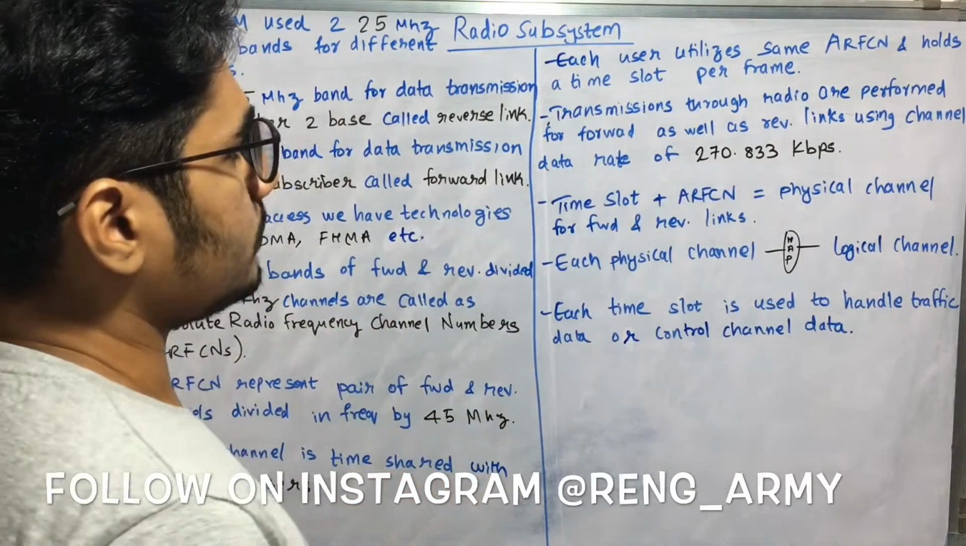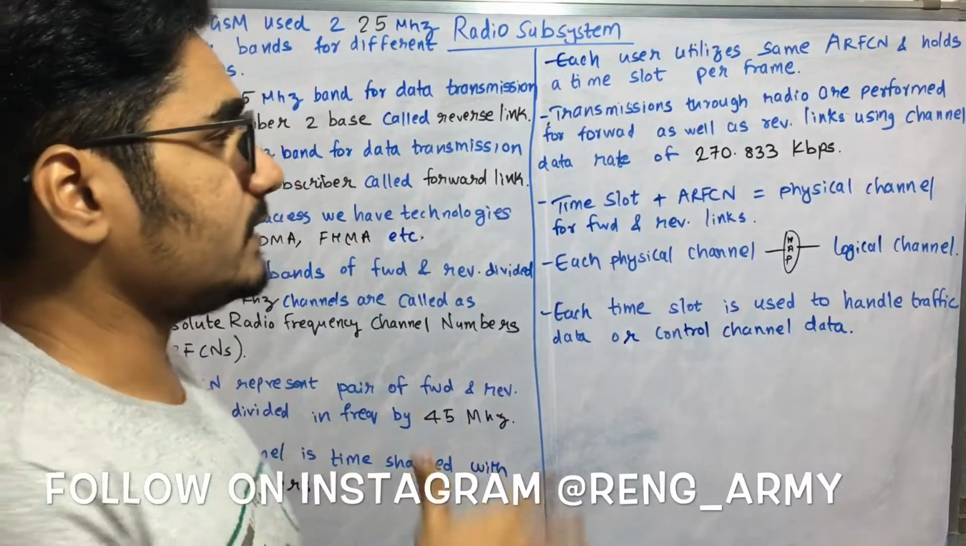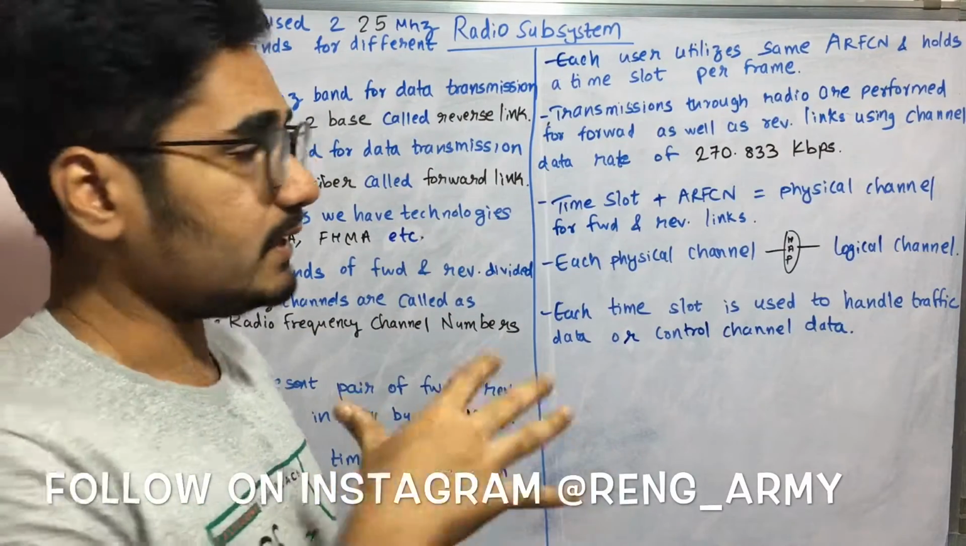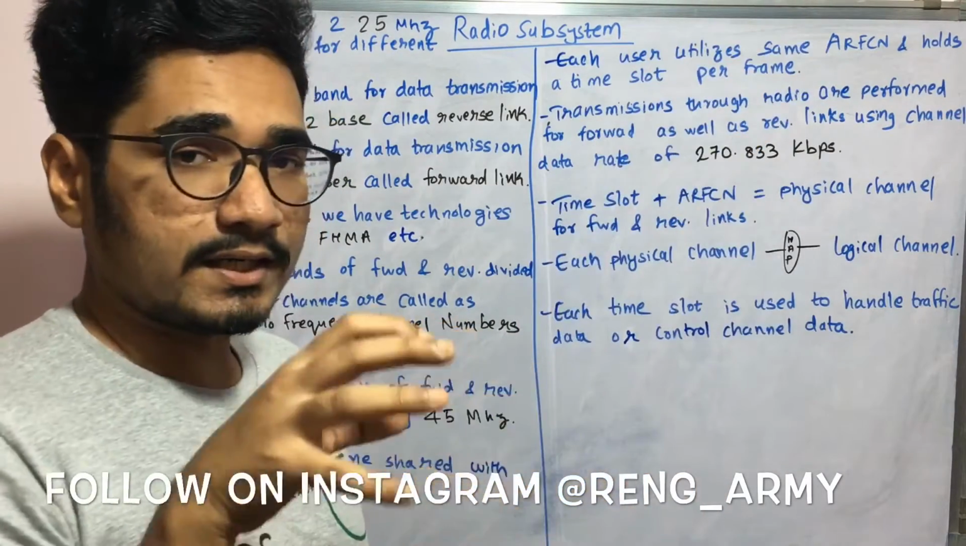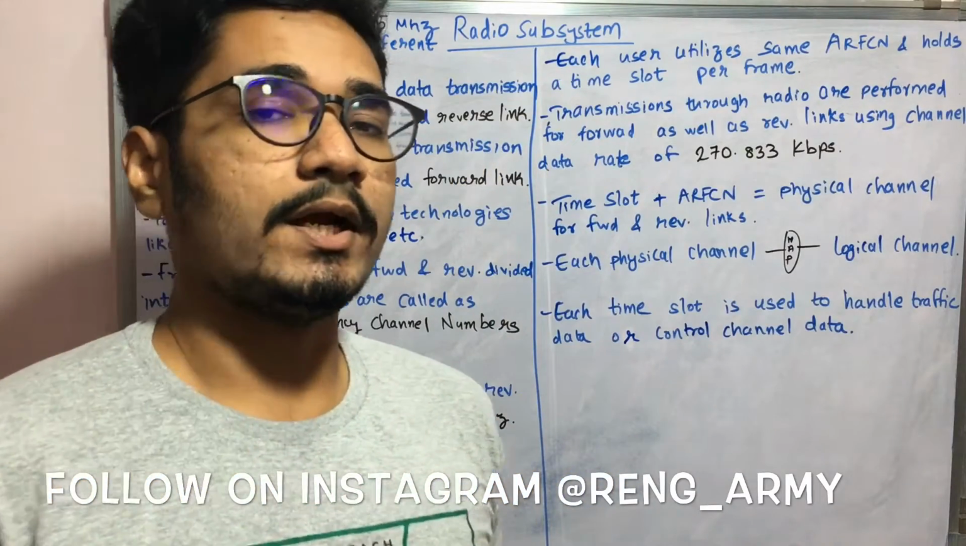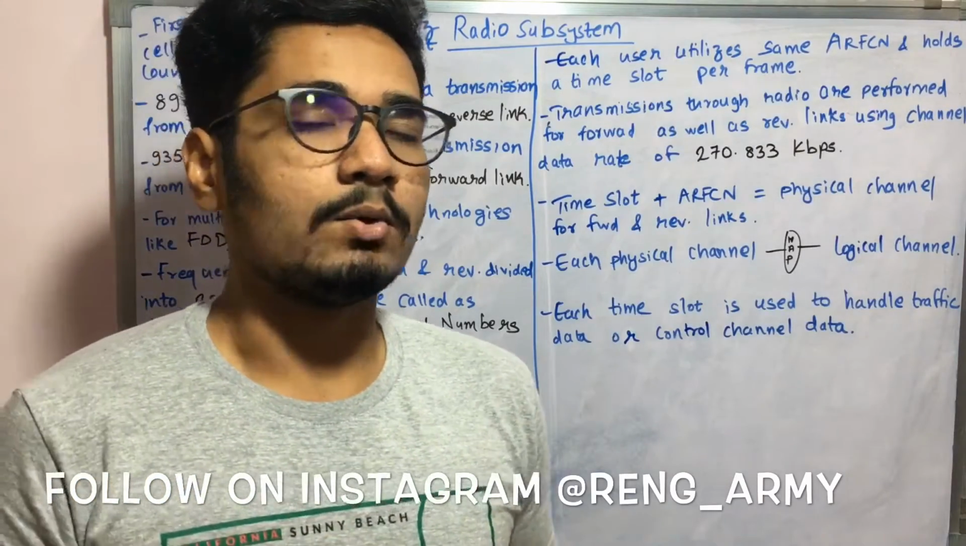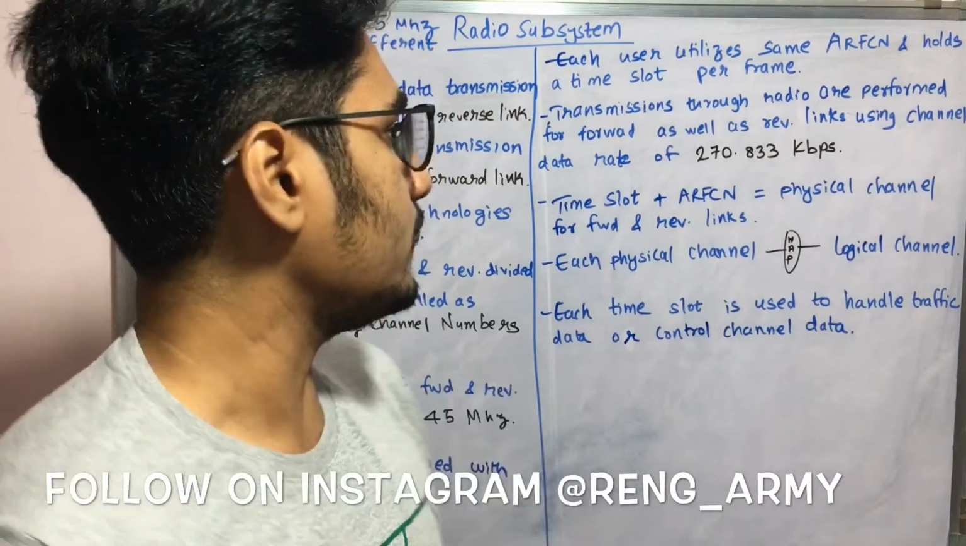Now in this radio subsystem, each user utilizes the same ARFCN which was generated at the earlier stage and holds a time slot per frame. So whenever he has to do any further activity, he will be allocated in that particular time frame, and only then can he do his activity.